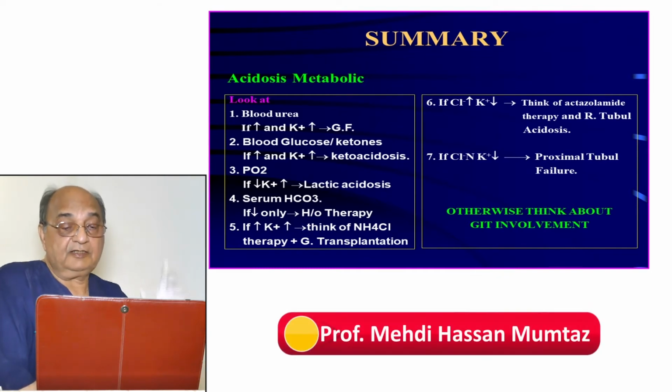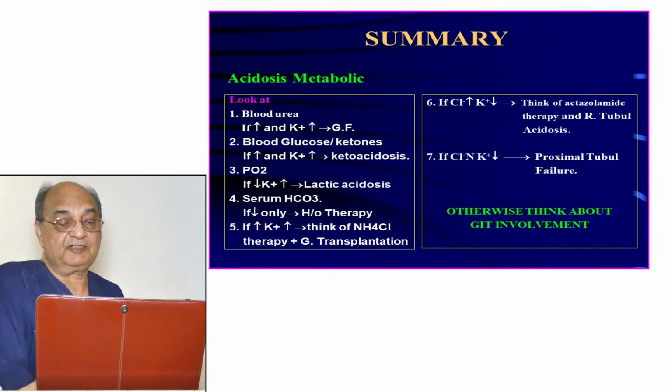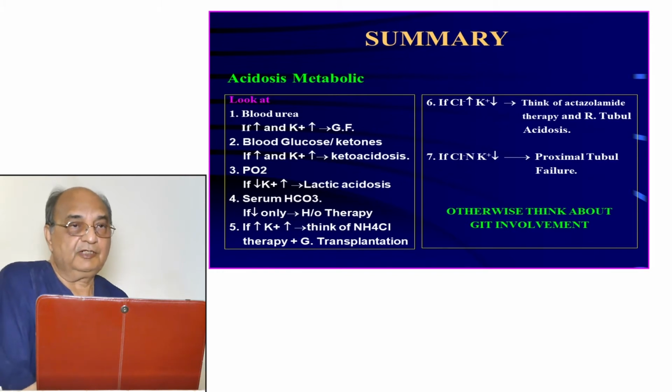Now, if the chloride is increased and potassium is low, think of acetazolamide therapy. I've mentioned 9 causes of metabolic acidosis, and that's how you can analyze them. Then, if the chloride is normal and potassium is low, it is a proximal tubular failure. Then try to find out what are the different causes which affect the proximal tubule.